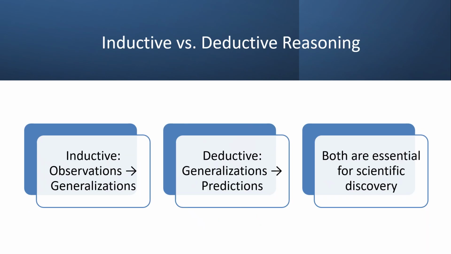Scientists use both reasoning styles. Inductive reasoning is great for spotting trends and forming hypotheses. Deductive reasoning is better for testing those ideas through structured experiments. Together, they form a balanced approach to doing science.